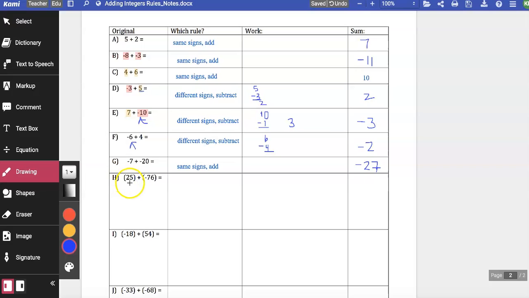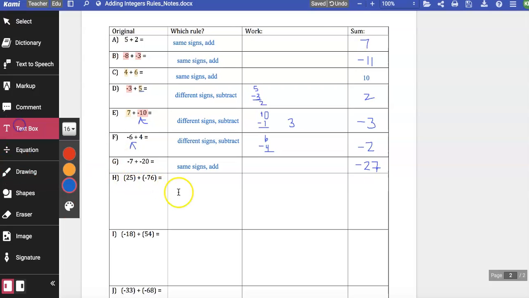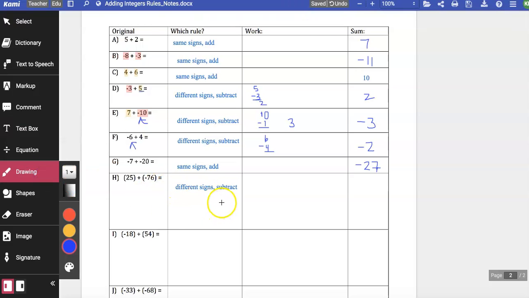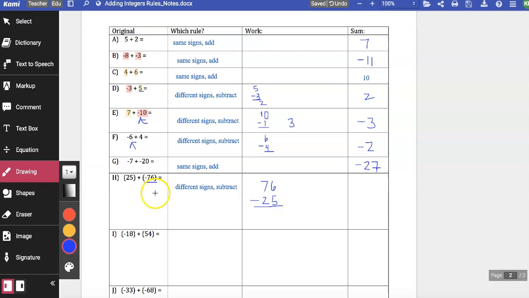Letter H, the signs are different. So different signs we subtract. All right, so think about it. Which number is larger in terms of absolute value? In terms of absolute value, the 76 is larger, so that goes at the top. And the 25 is smaller in terms of absolute value. Remember, absolute value is distance from 0. It makes the number positive. So the absolute value of negative 76 is 76. The absolute value of 25 is 25.